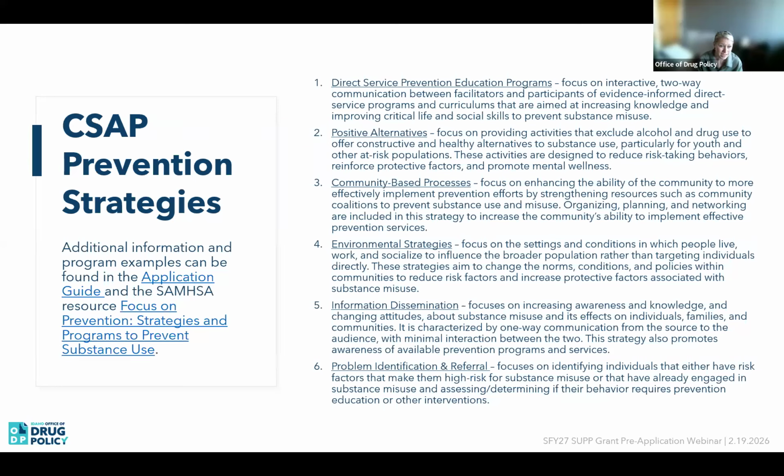And then lastly is problem identification and referral. This one focuses on identifying individuals that either have risk factors that make them high risk for substance misuse or that have already engaged in substance misuse, and determining if their behavior requires prevention, education, or other interventions. Like I mentioned, the application guide goes through each of these 6 CSAP strategies in depth, and also provides examples of programs and activities that would fall under each of these.